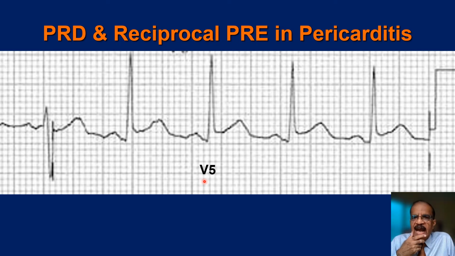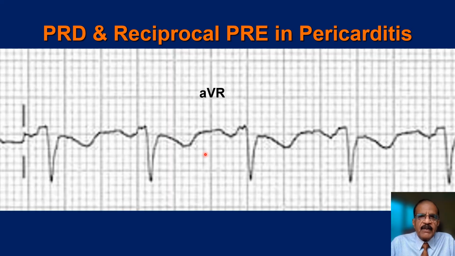But if you look at aVR, which is a cavity lead, and if you imagine aVR can be considered as a reciprocal lead of V5, the changes would be different. This PR depression would be seen as PR elevation in aVR. Let me show you that. See this one. This is aVR.